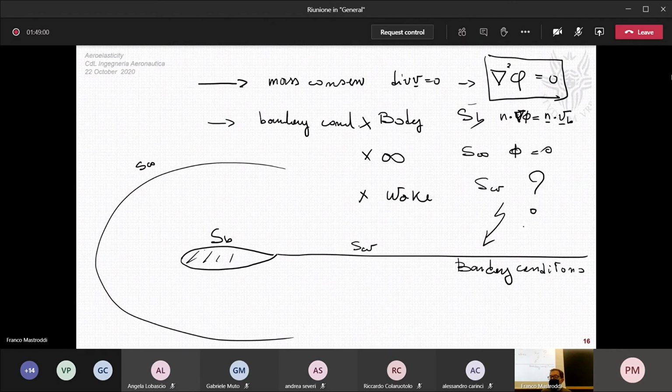I have a question for you, a final question. In this scheme of potential flow, are we respecting the momentum? This equation is an equation of mass conservation. And where is the momentum? Where is the momentum?